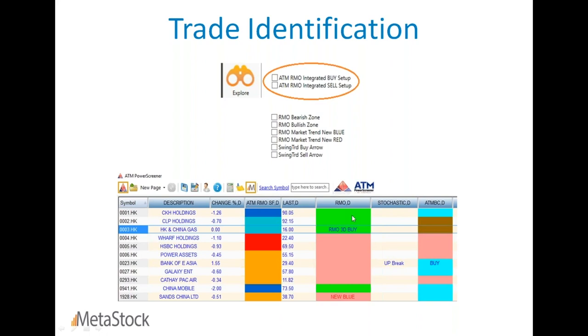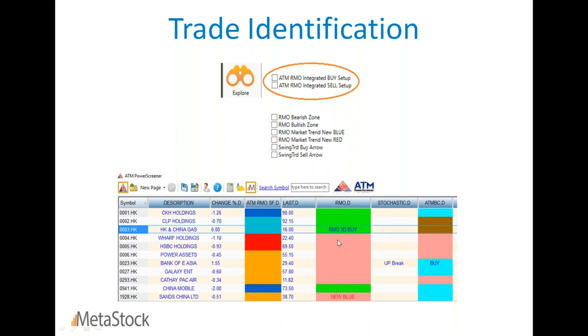In case you're thinking, what's the power screener? The power screener is a separate application we provide to you for free when you buy the ATM. So the power screener, as the name suggests, screens different opportunities. It's got scores of indicators, so I could put in a stock list of my choice. You've got RMO buy signals, sell signals, breakout catchers, trend deciders, candlesticks, stochastics, the works. Every single ATM study, every single RMO study is fully integrated in.